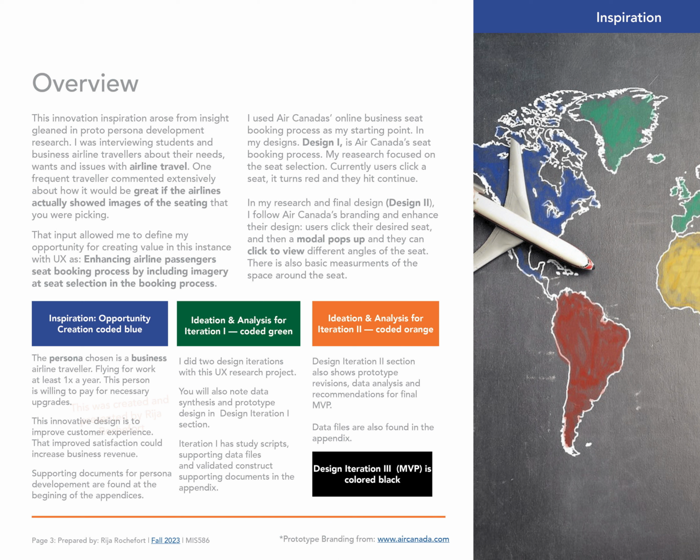My persona is a business professional, and I am enhancing the airline passenger seat booking process by including imagery at seat selection in the booking process. What you're also going to see is three different colors: a blue, a green, and an orange. I've color-coded the areas. Blue is the inspiration. Green is for iteration 1 of ideation, and orange is for iteration 2 of ideation. And that'll just help you go back and forth between the different variations. The final work, anything that has to do with the MVP, is color-coded black.